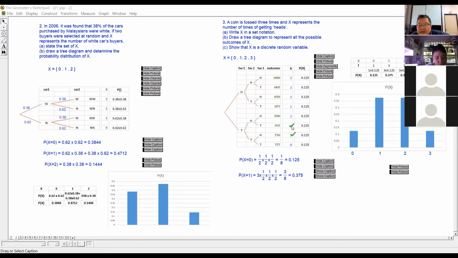X equals to 1 here, X equals to 1 here, and X equals to 1 here. There are 3 of them. So 3 times 1/2, 1/2, 1/2, because each of these is 1/2. Head, tail, tail, and tail, head, tail. Each of them is 0.125. Since all of them are the same, you just take 3 times 0.125. You don't have to add them up.